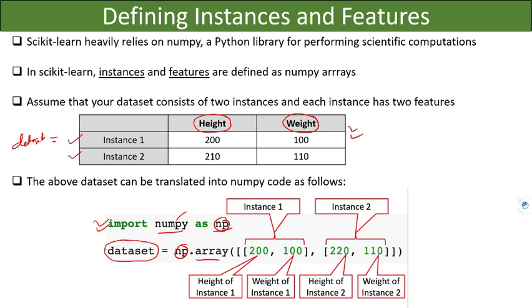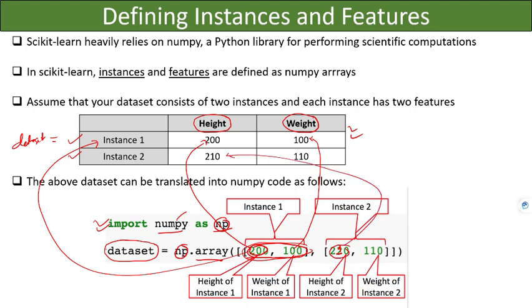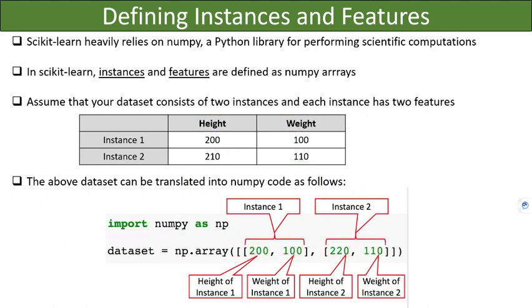So np array, and this is 200, 100. This is 200, this here is 100, feature vector 2. So this whole is instance 1. Similarly, 200, this should be 210 basically. So 210 is this, 100, 110 is this, and this whole is instance 2. You can see it here. So this is how you will represent your data set in Python programming with the help of NumPy.